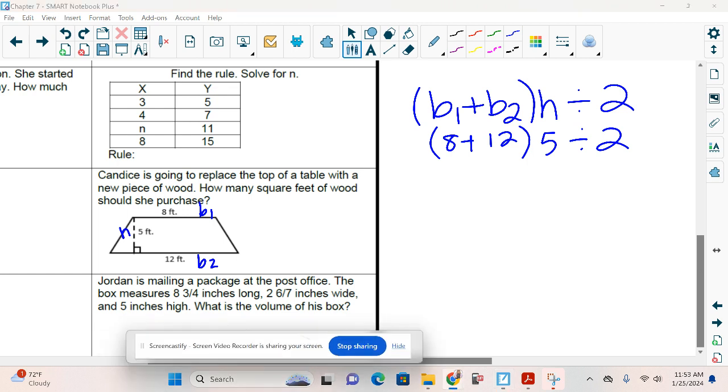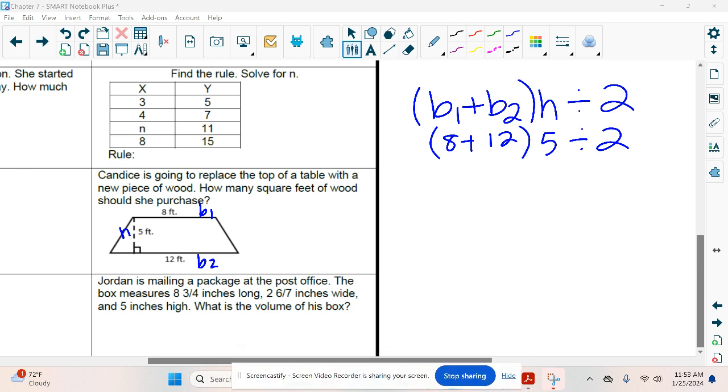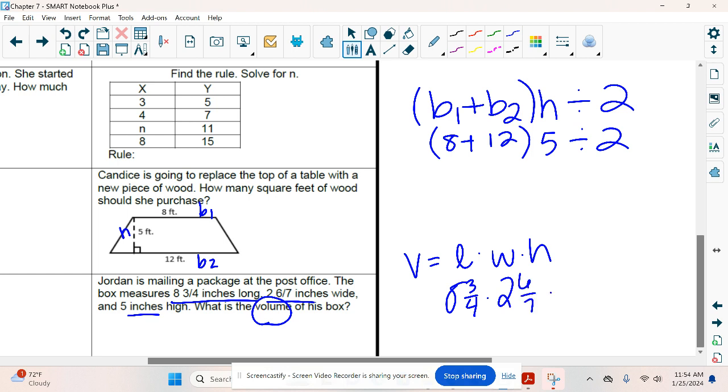All right. And our last question says, Jordan is mailing a package at the post office. The box measures 8 3/4 inches long, 2 6/7 inches wide, and 5 inches high. What is the volume? Volume equals length times width times height. So my length is 8 3/4, my width is 2 6/7, and my height is 5. So all I have to do is multiply those together, and it'll give me my answer.